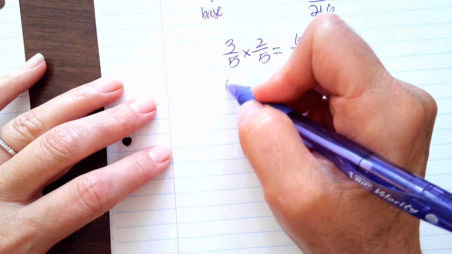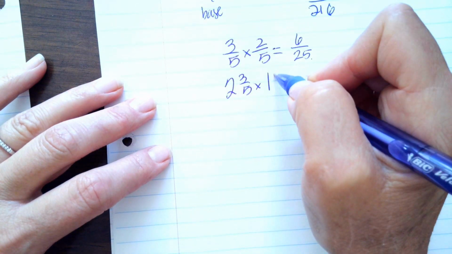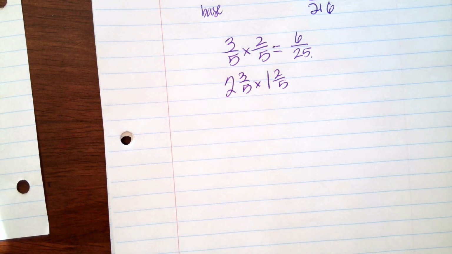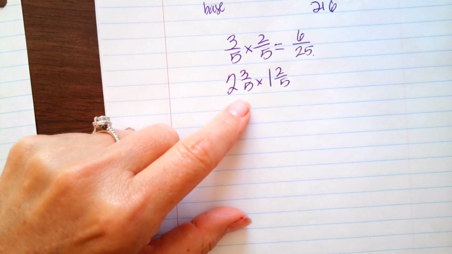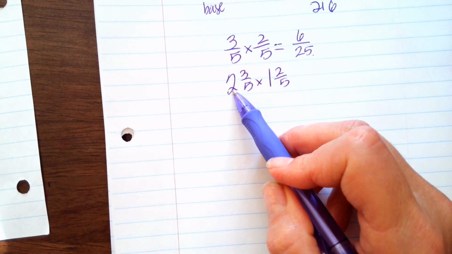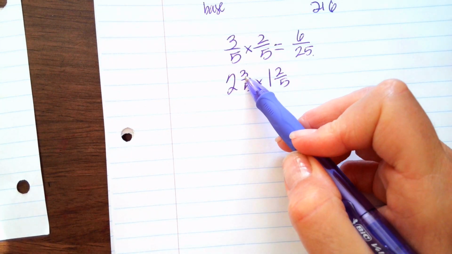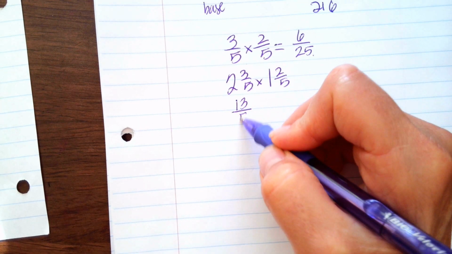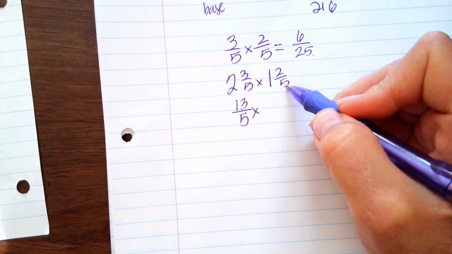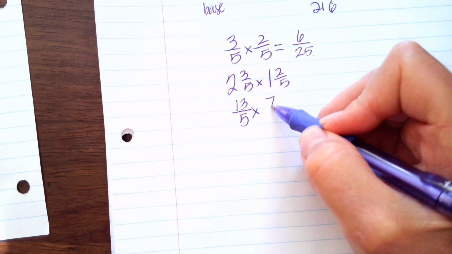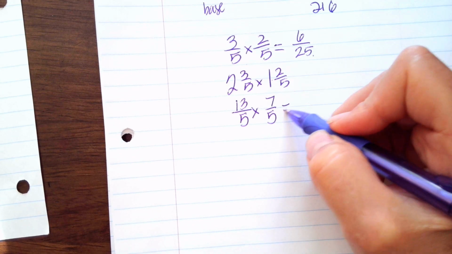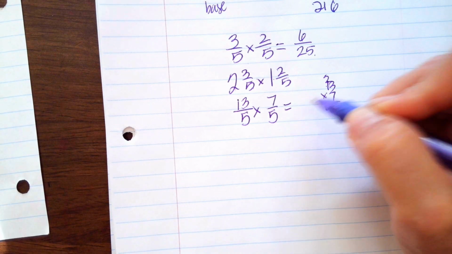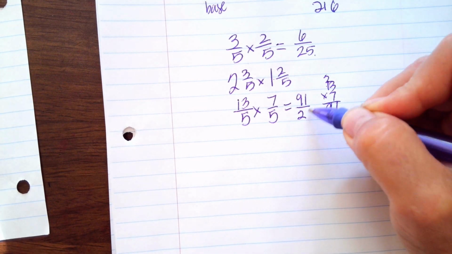But sometimes we have something that looks like this. So instead of just multiplying across, we first have to turn them into improper fractions. To do that, we're going to take the denominator times the whole number plus the numerator. So 5 times 2 is 10, plus 3 is 13 over 5. And then this one is 5 times 1 is 5, plus 2 is 7 over 5. Now we're going to do 13 times 7, which is 91 over 25.